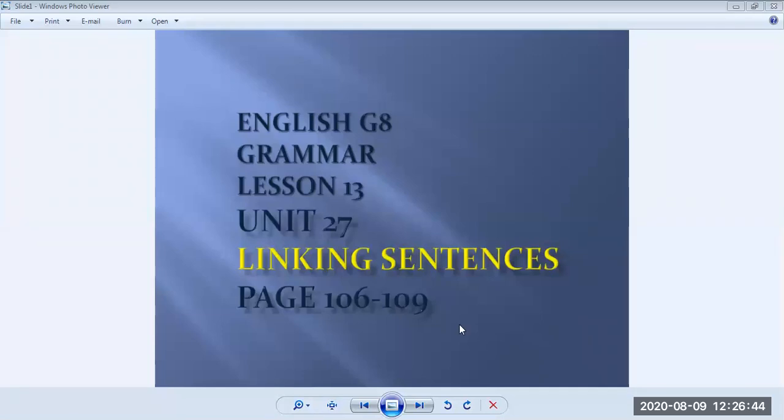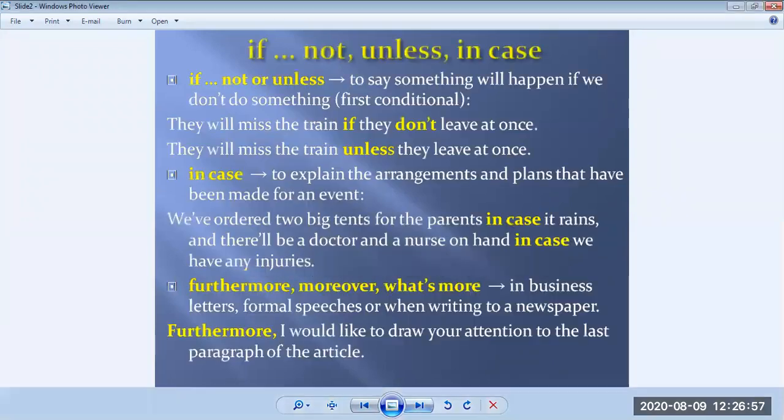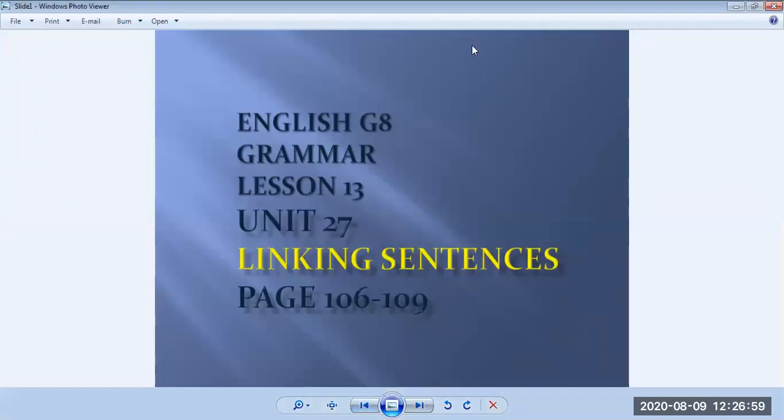Okay, grade 8. We're going to start the grammar lesson today, page 106 till 109. Today's lesson is about linking sentences. Last time we studied linking words. So now, today's lesson, linking sentences, okay?